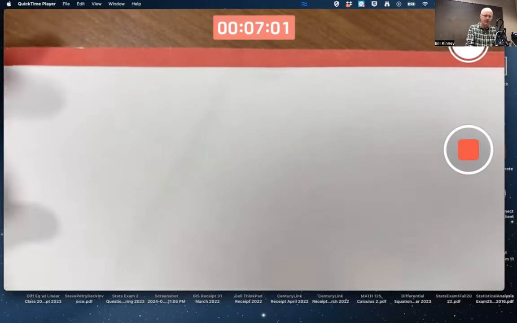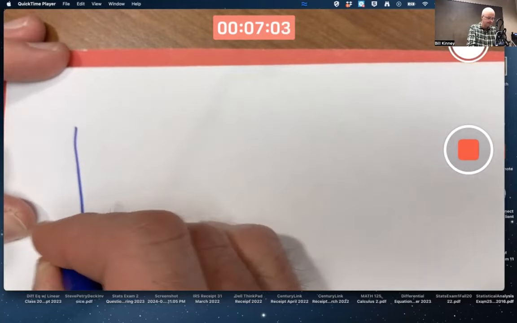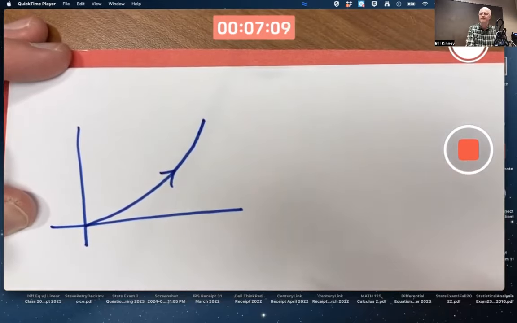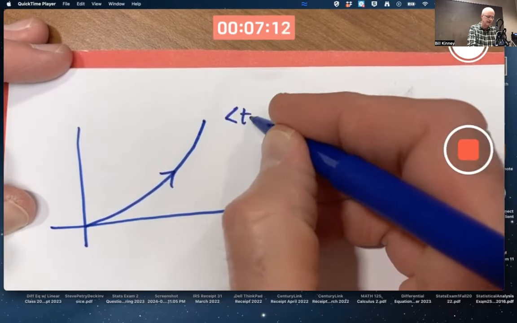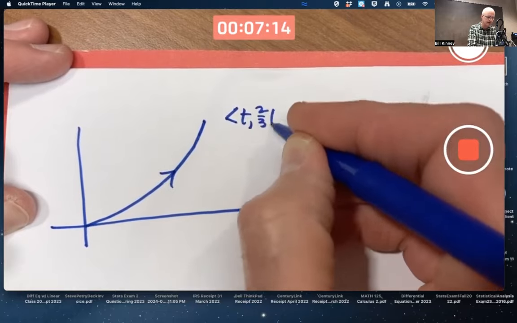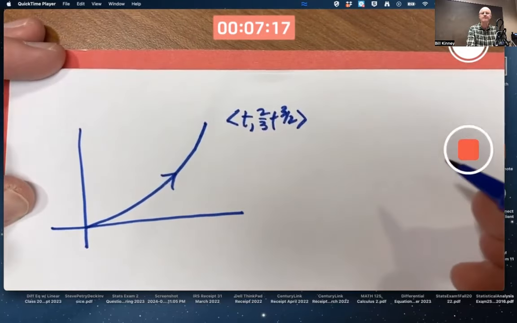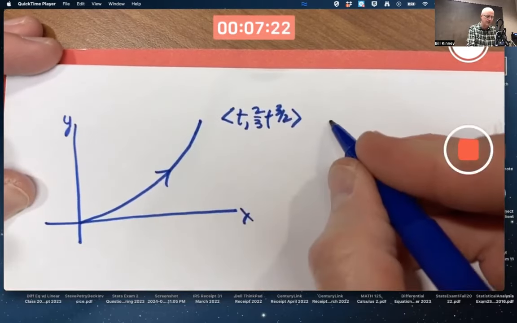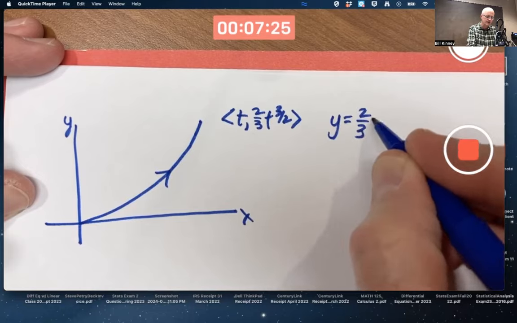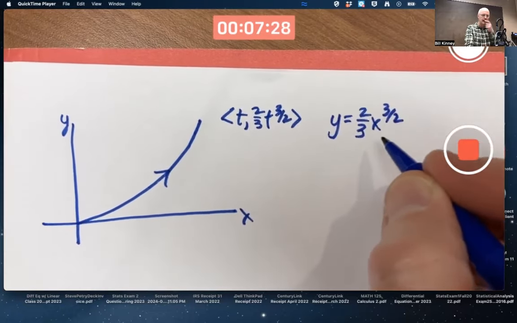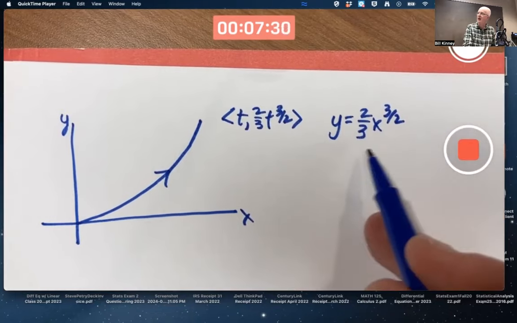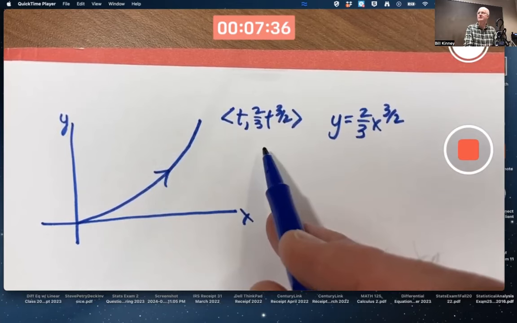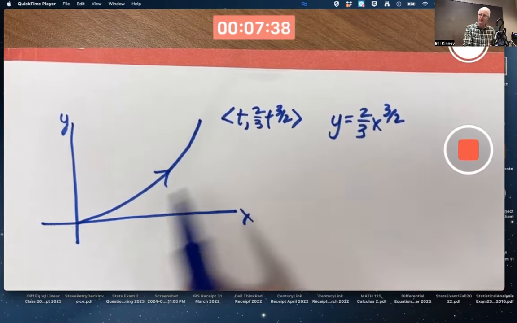The parametric curve itself looks about like this. So this is t comma 2/3 t to the 3/2. The curve itself does have an xy equation, y equals 2/3 x to the 3/2, but that equation doesn't have any motion implied because there's no time. It's the parametric equations where t is time that implies a motion.